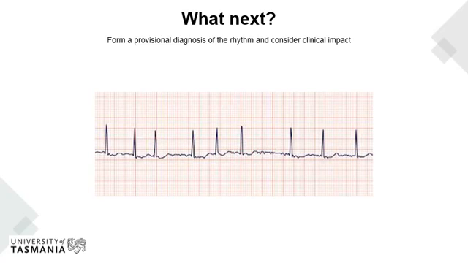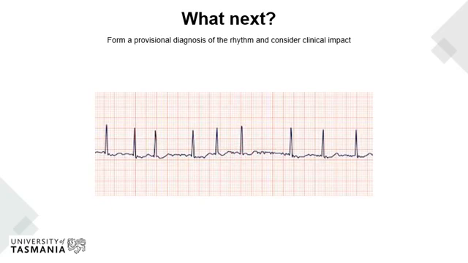Following on from this, once we know what the rhythm is, we can now start to determine the clinical significance of the rhythm. And this is really important because whilst we may get caught up in these lovely squiggly lines and working out what they mean, we need to actually link it to the anatomical structures in the heart.